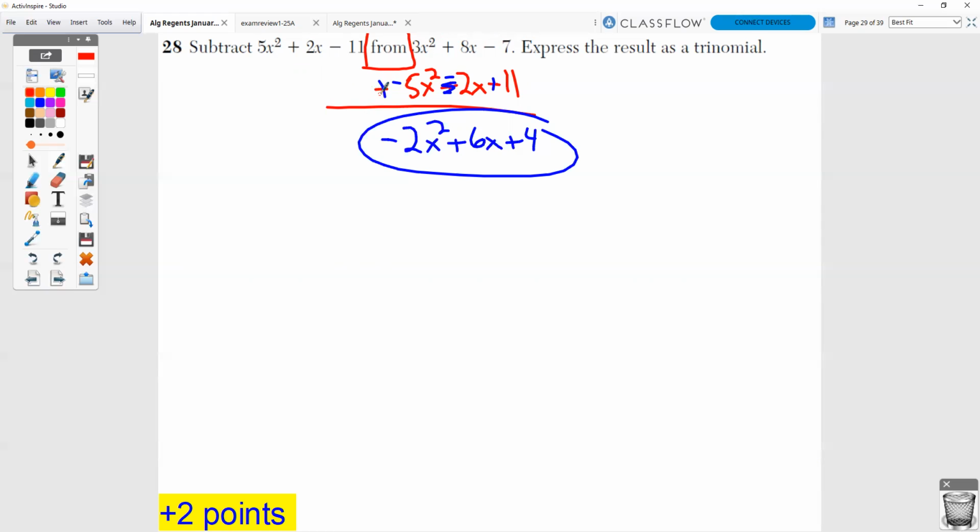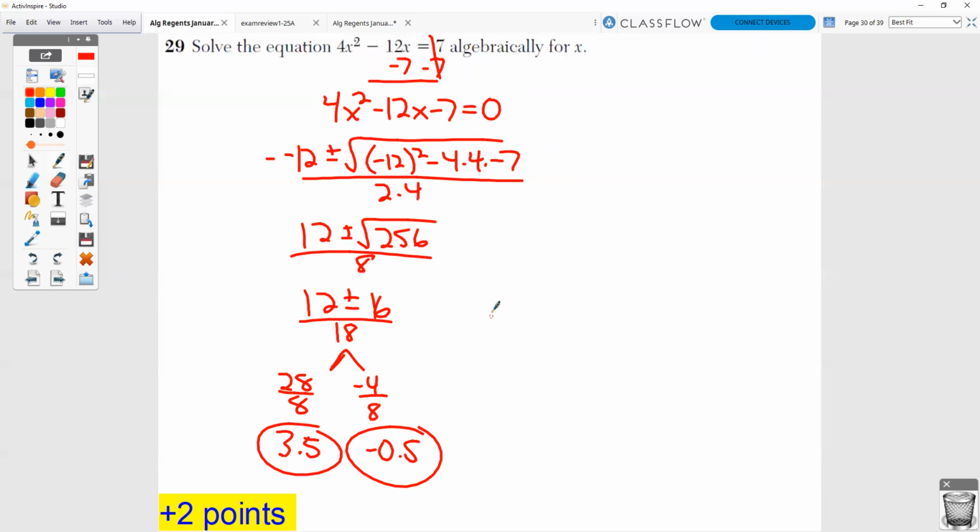Change the minus sign to a plus sign, change all the signs in the second trinomial. So the 5 to a -5, the 2 to a -2, the -11 to a +11, and then add going down. You get -2x squared plus 6x plus 4. Again, if you just had one little mistake, maybe a plus or minus sign somewhere wrong, or one of the numbers wrong, that would be 1 out of 2. If you have more than one mistake, that is 0 out of 2.